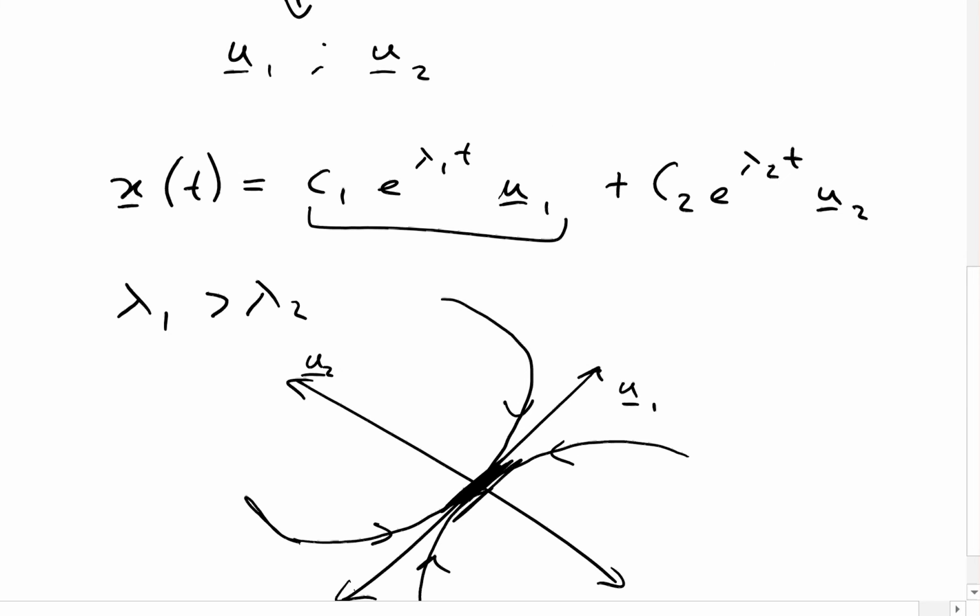Going forwards in time, this one's the dominant term, so u1, and the trajectories are going to tend towards u1, our first eigenvector.